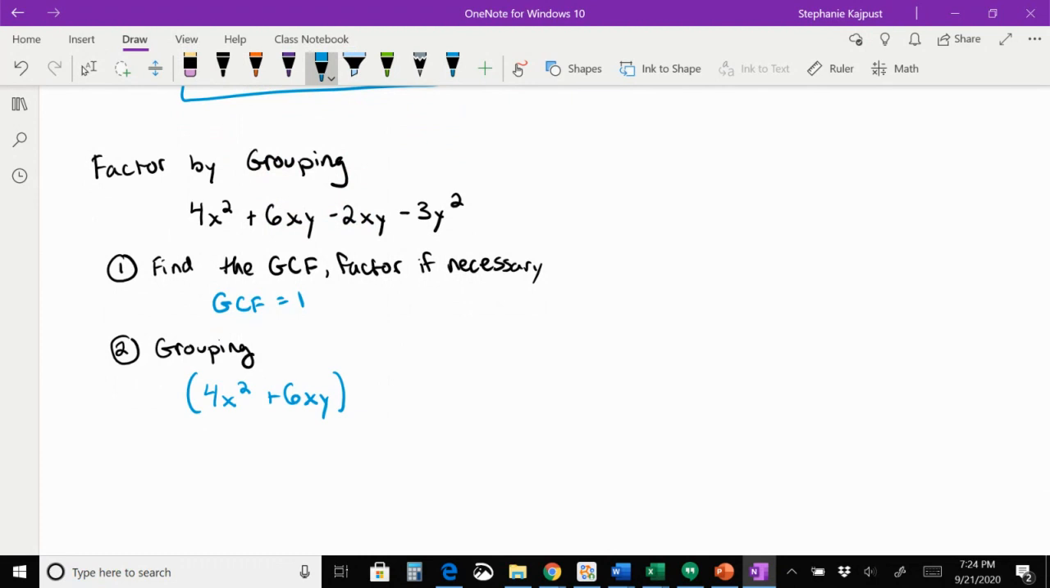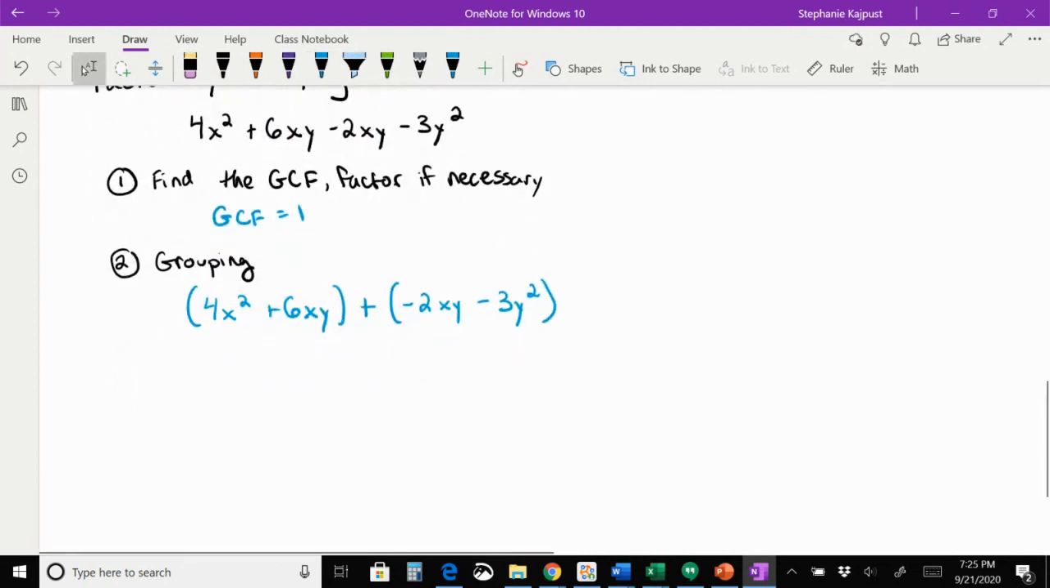Now, the third term is a negative, a minus 2xy. And whenever you're grouping, you always need to have a plus in between. So I'm turning that minus into plus a negative so that I can make sure that I have a plus in between those 2 groups. So I've grouped the first 2 things together and the last 2 things together.